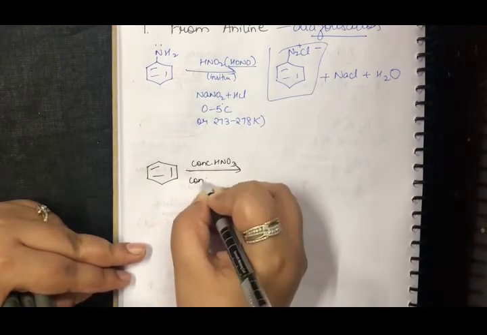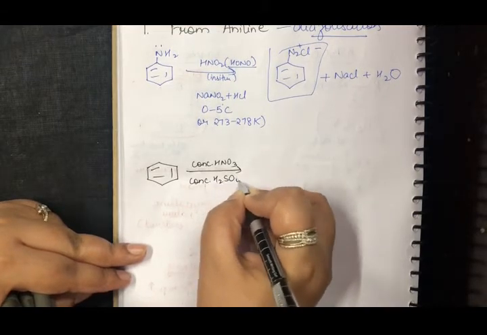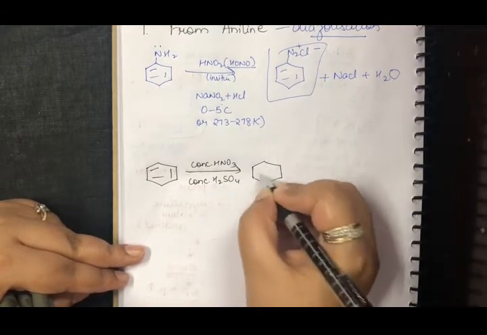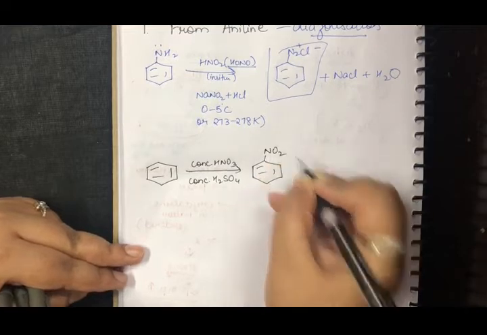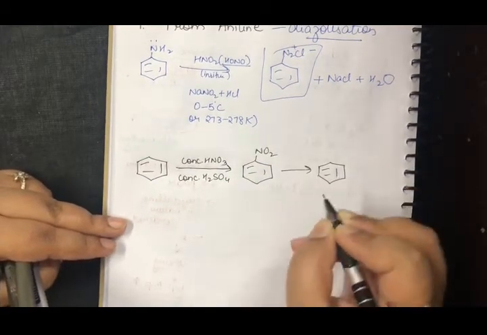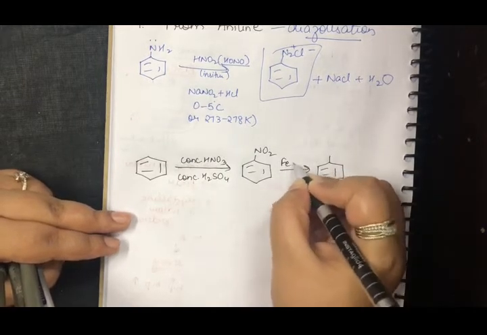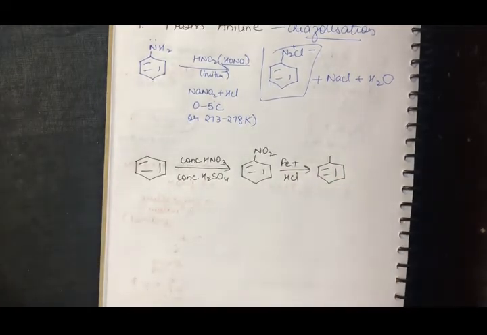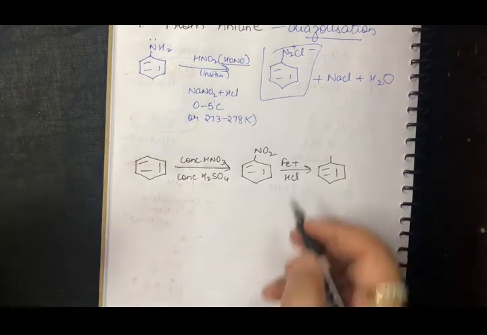Nitration is done by adding the nitrating mixture, right? So what will happen here? It will give you nitrobenzene. Now, can you convert nitrobenzene into aniline? Yes. If you remember, we did the reduction with Sn/HCl or Fe/HCl, the scrap iron.